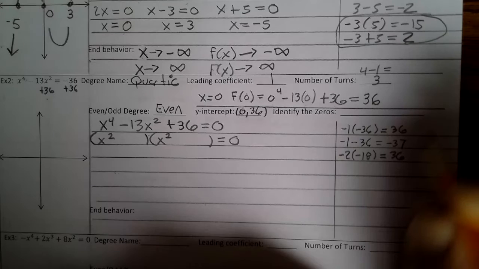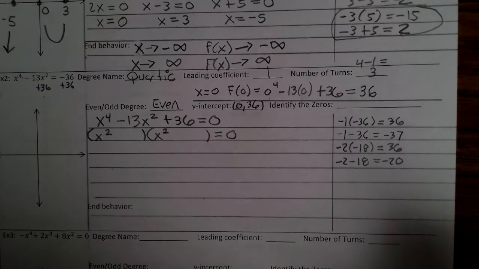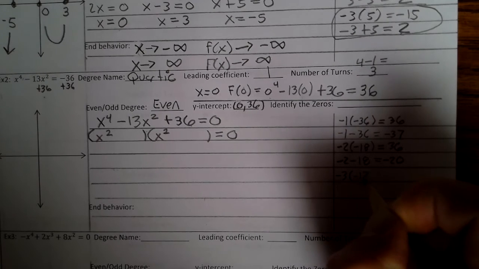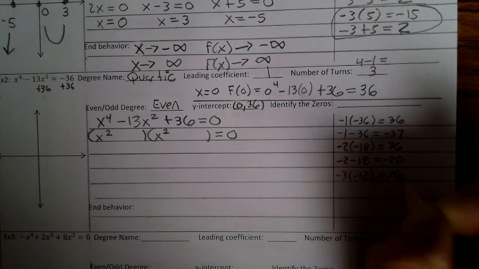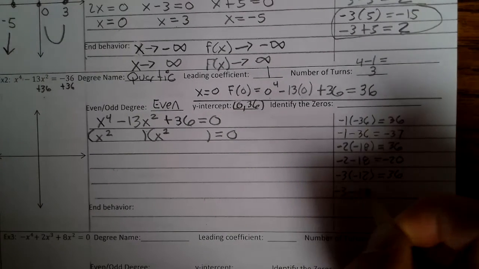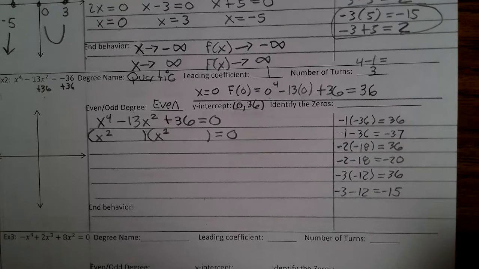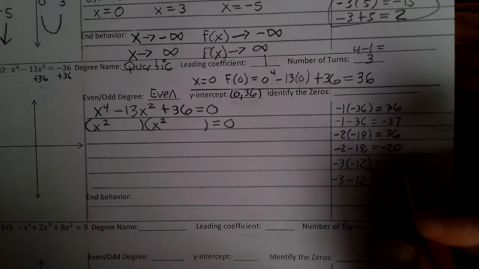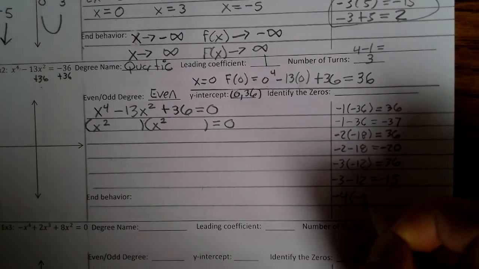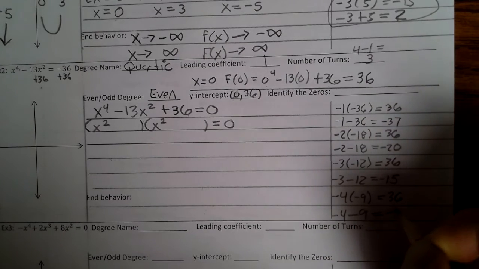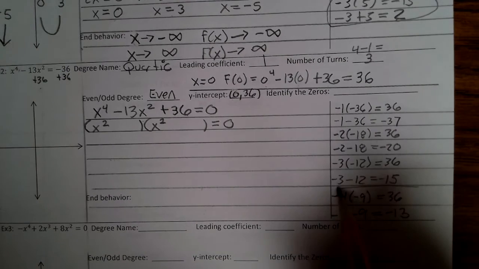All right? So now let's try negative 3 times negative 12 is positive 36. Negative 3 minus 12 is negative 15. That doesn't work. So now let's try negative 4 times negative 9 equals 36. Negative 4 minus 9 equals negative 13. This combination works. Okay, so our factors are x squared minus 4, x squared minus 9.